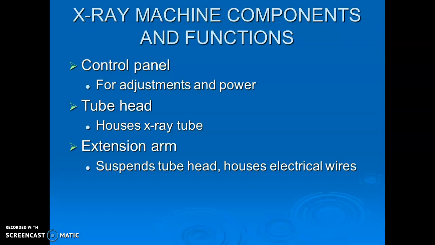The extension arm, kind of self-explanatory. It's the portion of the machine that's used to stretch the tube head from the wall unit over to your patient. So it suspends the tube head. It also houses the electrical wire, so that when you press the button on the control panel or out in the wall, it's the extension arm that carries that signal to the actual tube itself to start making X-rays.